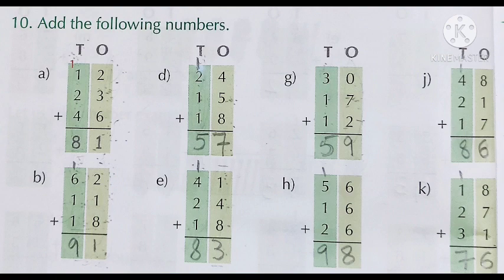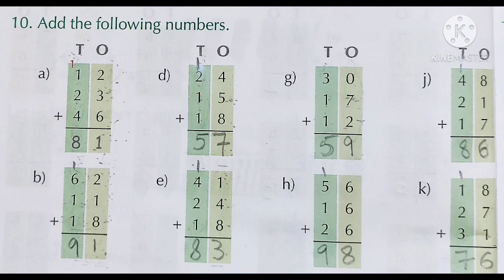Now going to the tens side, there are three numbers 1, 2 and 4 and the carry forward of 1. So 1 plus 2 will be 3 and then 3 plus 4 will be 7. 7 will be the answer of the tens side, but we also have 1 from the carry forward of ones. So 7 plus 1 will be 8. So the answer will be 81.